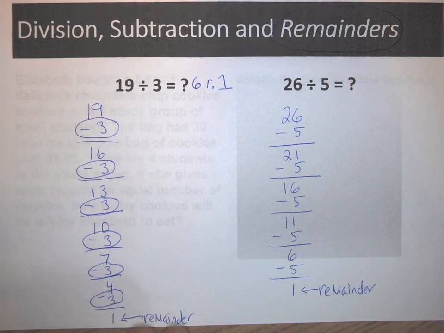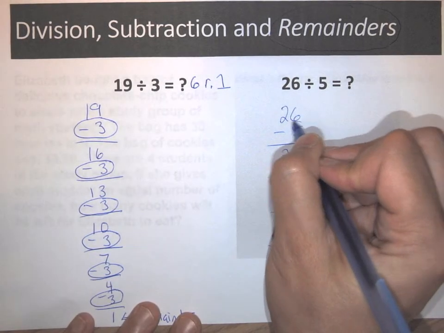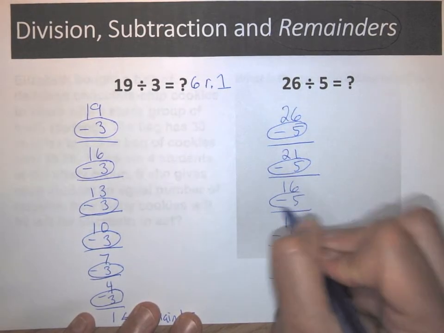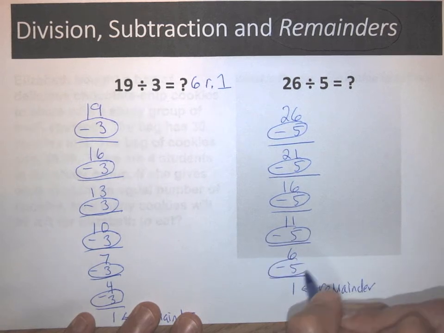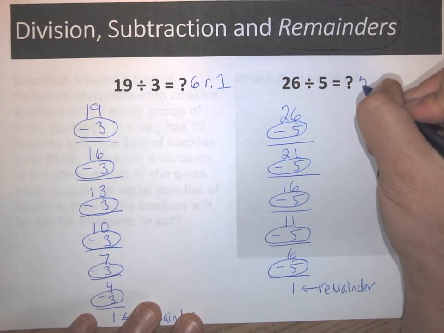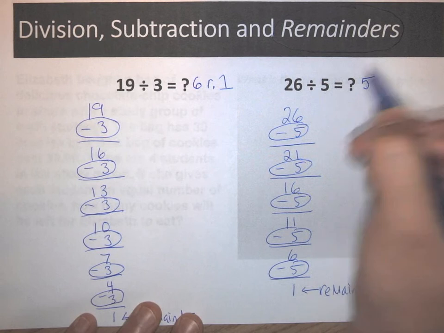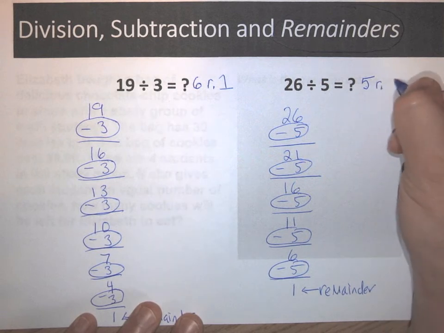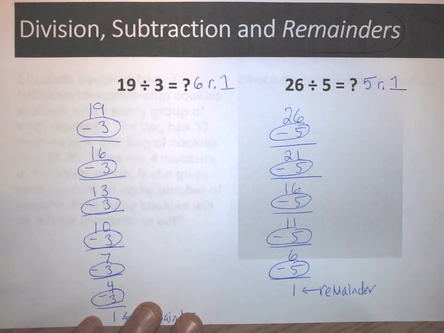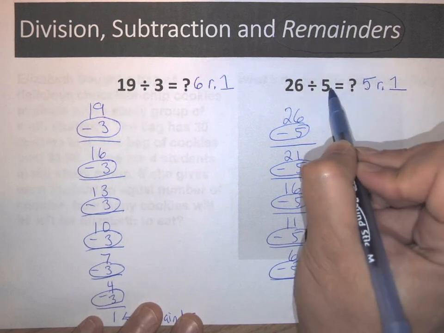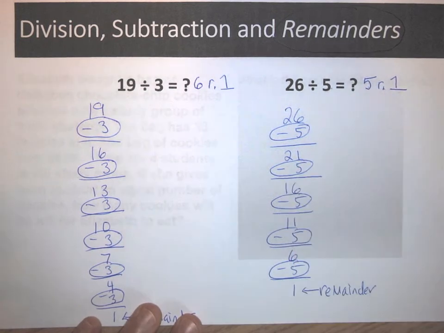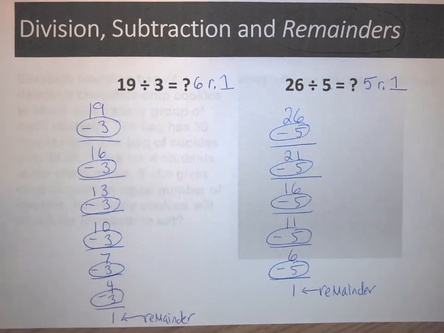Something left over. So how many times did it come out? 1, 2, 3, 4, 5 times. Because 5 times 5 is 25, but I had that remainder of 1. So I would check it. 5 times 5 is 25, and then I would add the additional 1, and that would give me 26.